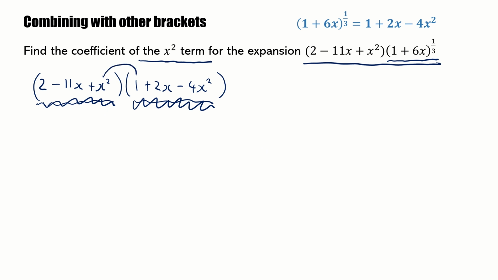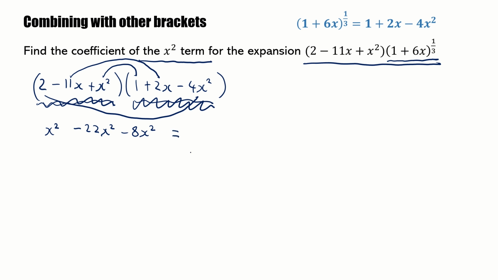So the only things that would lead to an x squared term overall are: if I did the x squared times the 1 in the other bracket, which gets me x squared; if I did the minus 11x times the positive 2x in the other bracket, which gets me minus 22x squared; and then if I did the 2 times the minus 4x squared in the other bracket, which is minus 8x squared. Those are the only parts that we actually care about multiplying by each other, because those are the only parts that will lead to an x squared term overall.